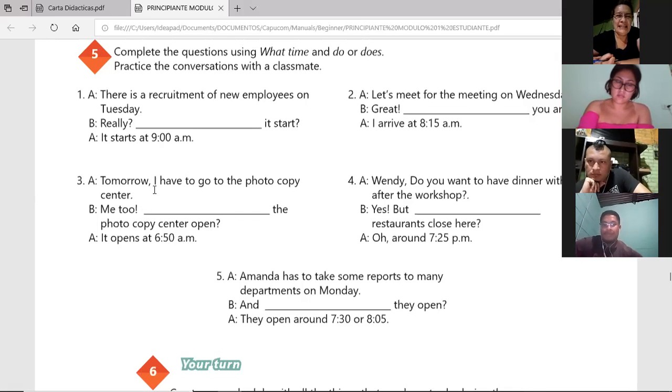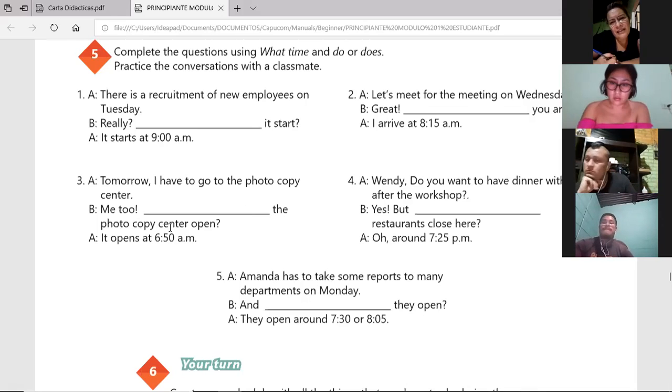Sí. Démosle. Tomorrow, Fátima, tomorrow. I have to go to the photocopy center. Me, ¿cómo se dice? Me too. Why? Does. What time does the photocopy center open? My gosh, yeah. ¿Será así? Correct, yes, of course it's correct.